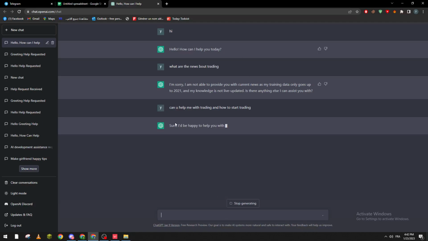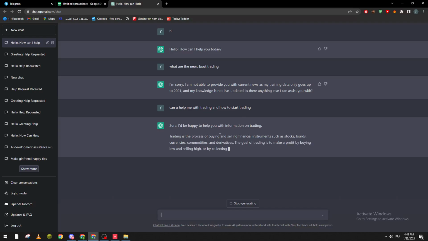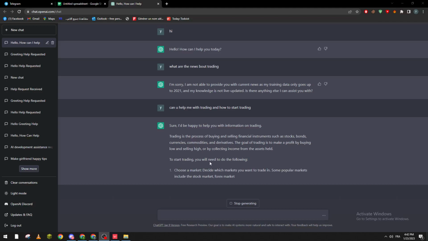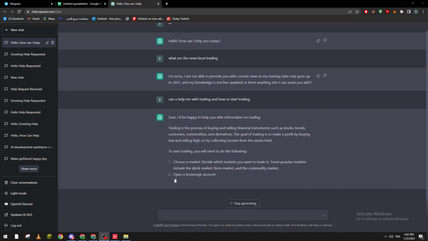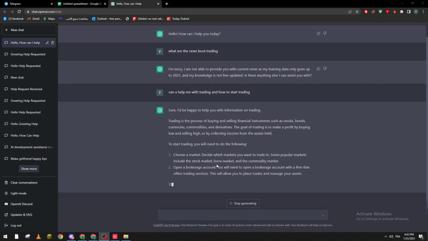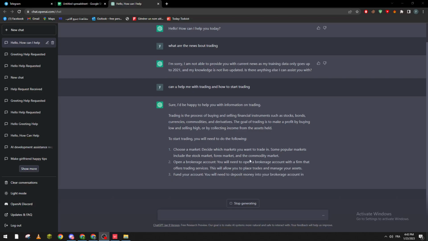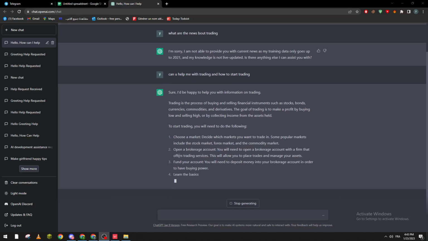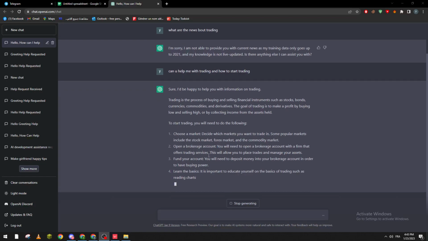With that, it will happily help you. Trading is a process of buying. It will explain to you what trading is and show you the whole process, how you can trade, etc. Now it will tell you how to start trading. You will need to do the following. Choose a market, decide which market you want to trade in, like the stock market, forex market, the commodity market, and open a brokerage account.